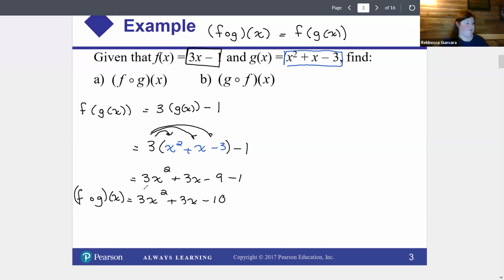Let me adjust my stuff here a little bit. There, now that's a nice straight line.